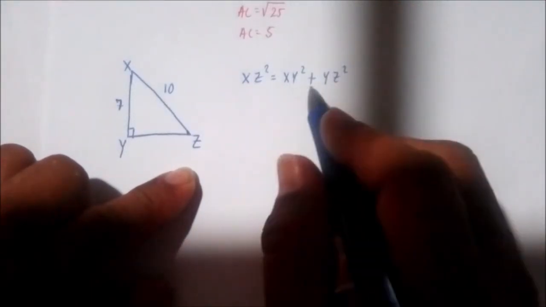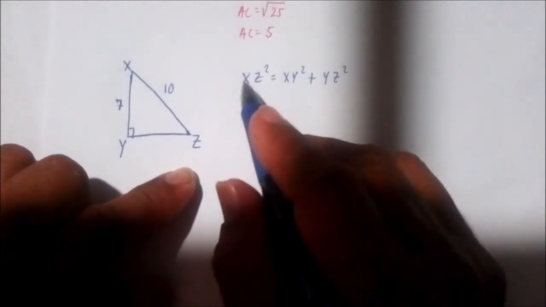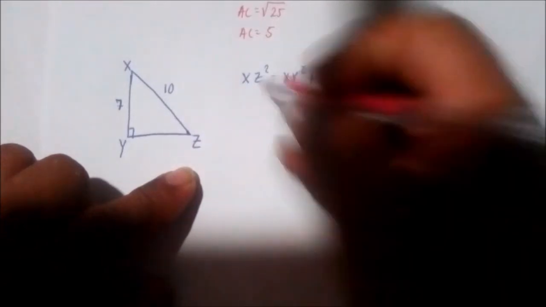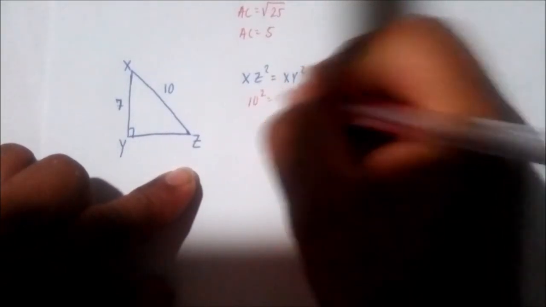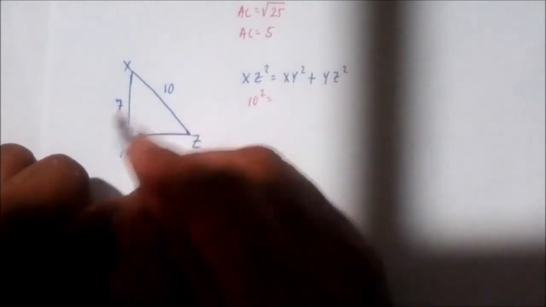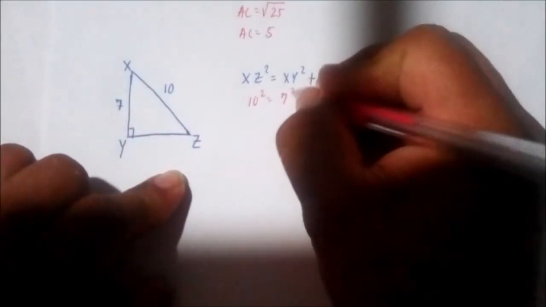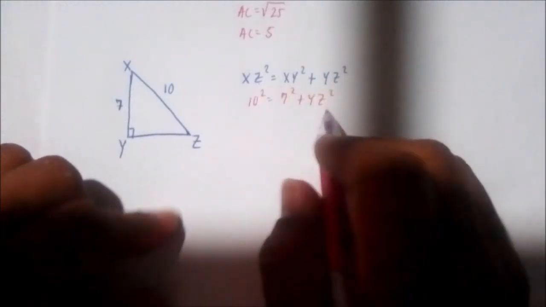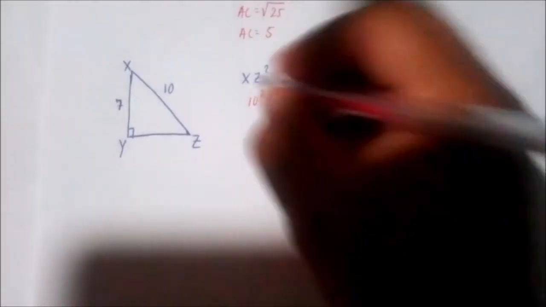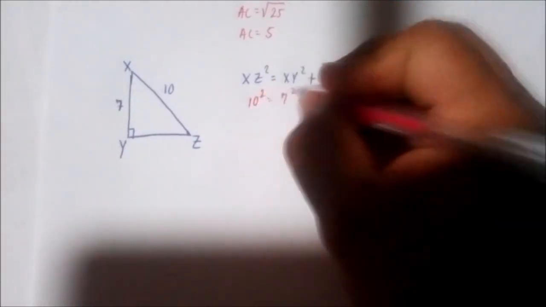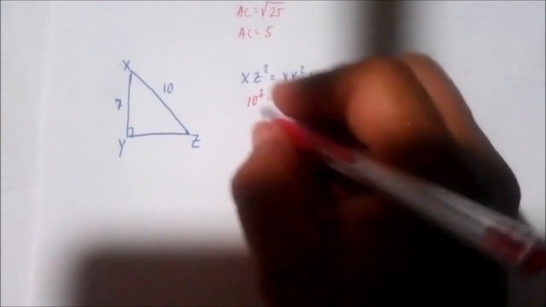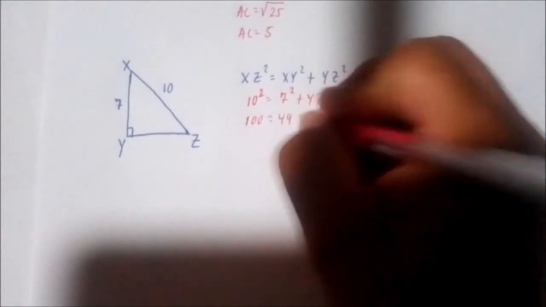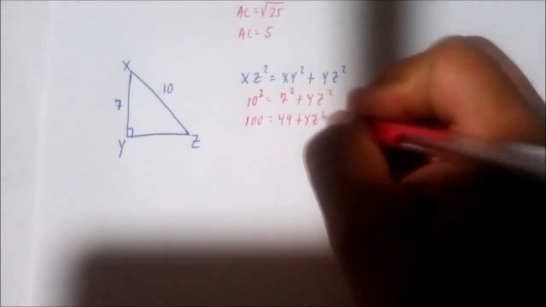So let's see what we have been given and what we need to solve. Do we have XZ? Yes, that's 10. So we substitute there. We put here now 10 squared. Do we have XY? Yes, which is 7. So we put 7 squared plus YZ squared. So this is the unknown. So what we do now is solve, we rearrange, we do our evaluation. So 10 squared is actually 100, 7 squared is actually 49 plus YZ squared.